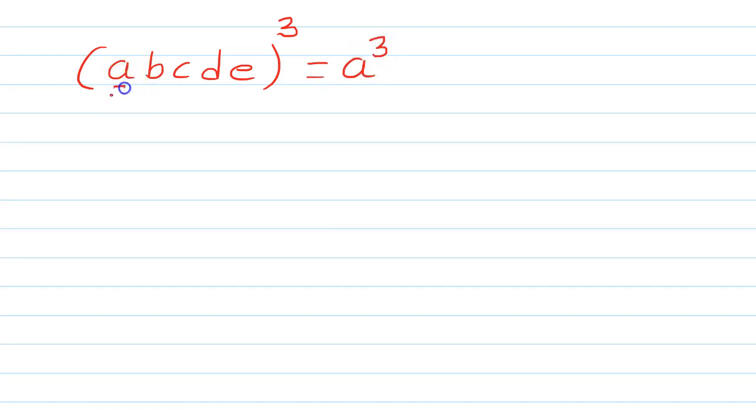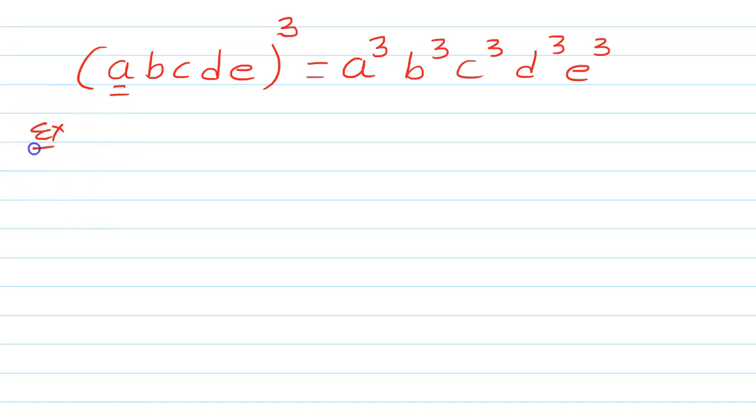Suppose, let's take an example, there are 5 people in the family. So A, B, C, D and E, these 5 people in the family, and the power is 3. So what does it mean? It means a to the power 3. Every single member in this family has power 3. So a to the power 3, b to the power 3, c to the power 3, d to the power 3 and e to the power 3. Okay, so let's see question based.